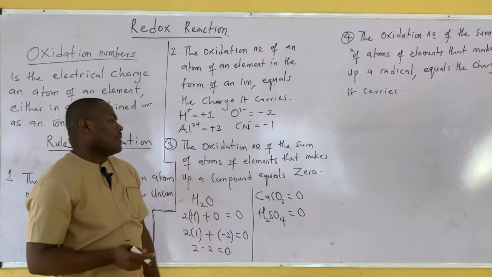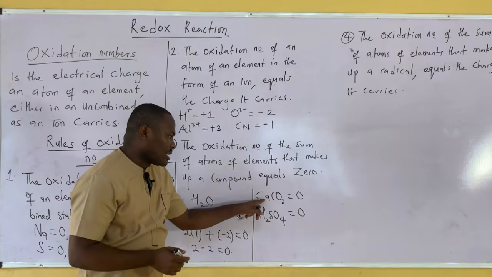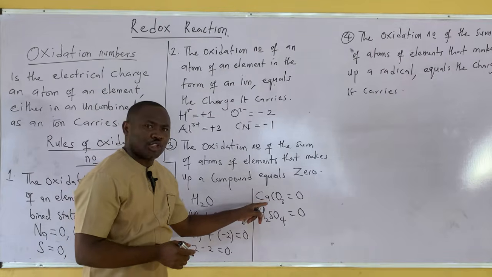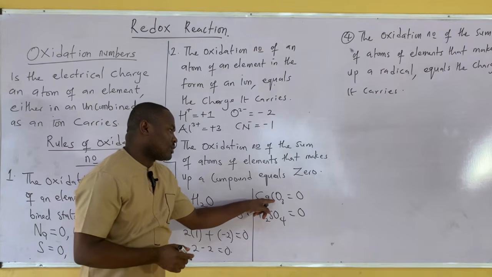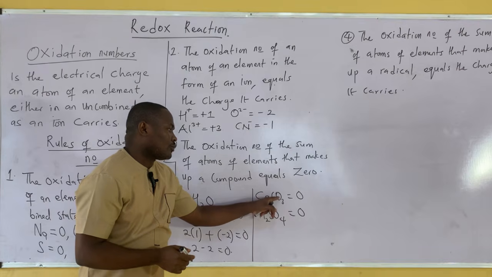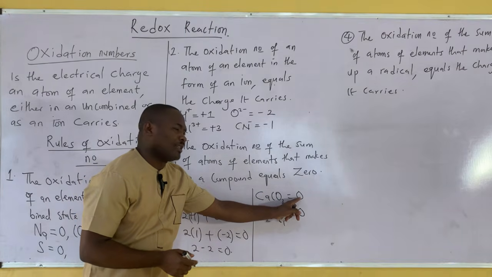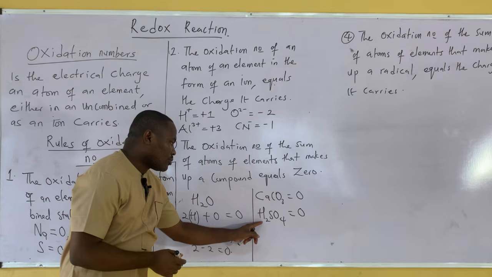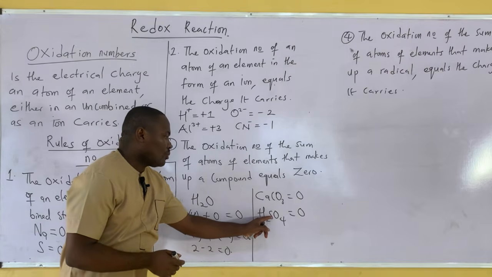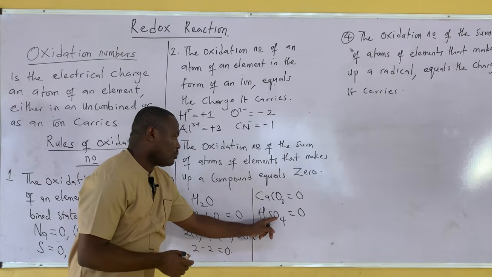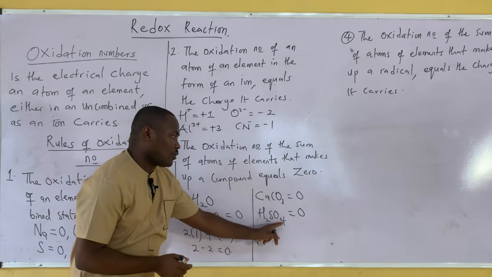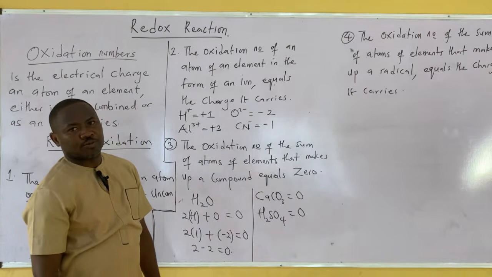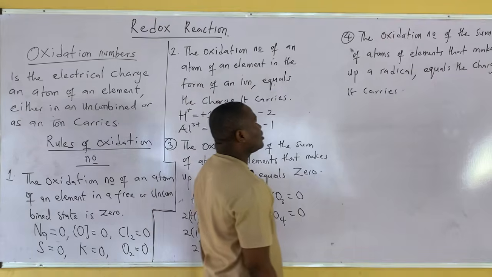Take note of that. Now it means that the oxidation number of calcium plus that of carbon plus that of oxygen times 3 will definitely be equal to 0. The oxidation number of hydrogen times 2 plus that of sulfur plus that of oxygen times 4 will equal 0.